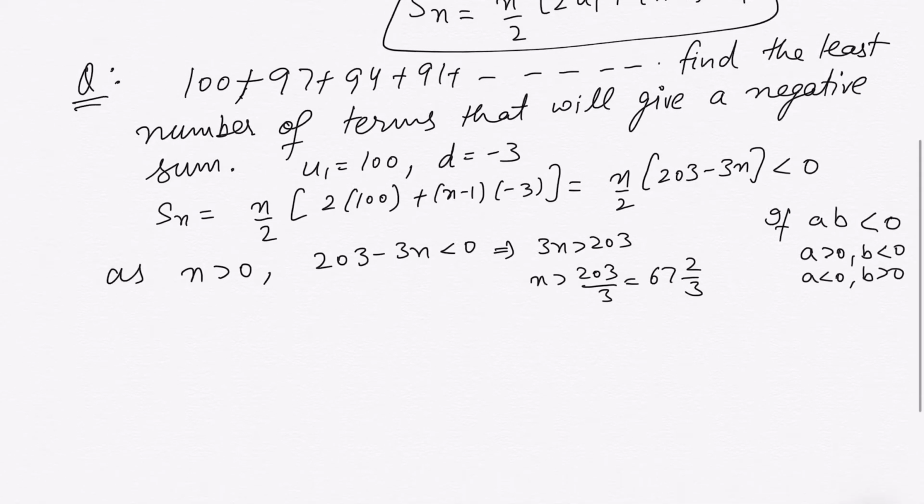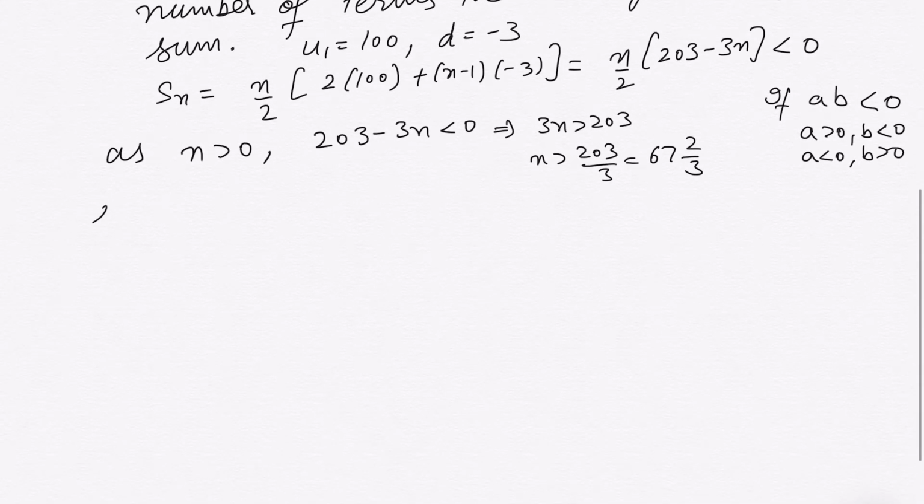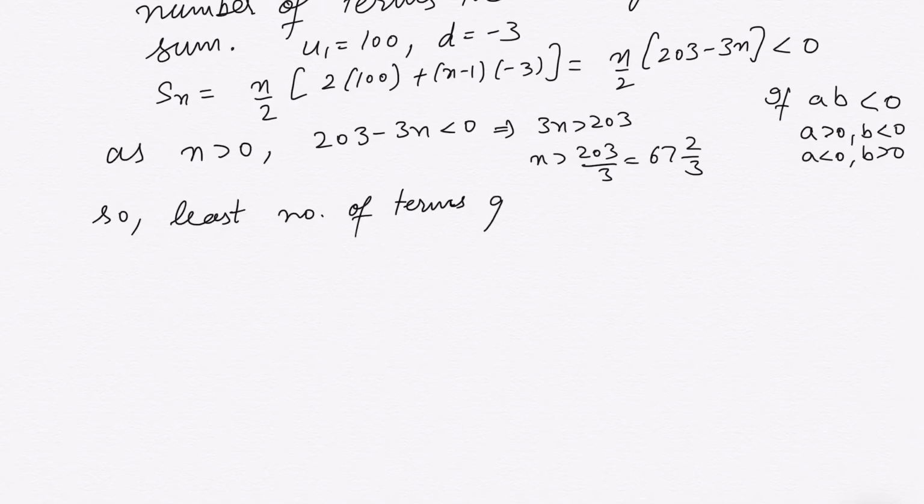So what shall I write after this? How shall I conclude? So I'll say, the least number of terms giving a negative sum is 68. What does that mean?